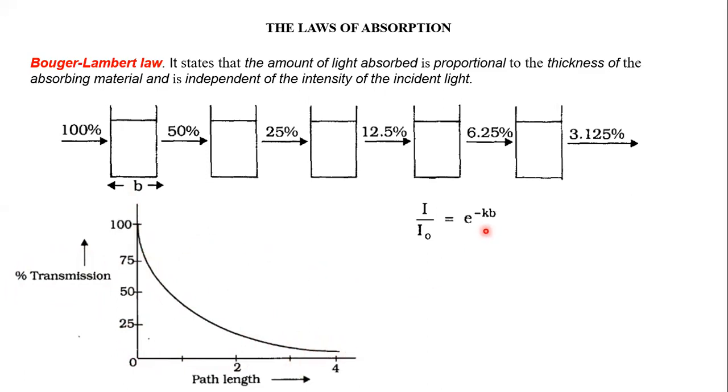To mathematically represent this, it is given in these terms: I upon I0 is equal to e raised to minus kb. I'll come to this, but before I make you understand what is actually happening, let me give you a very simple analogy for what I'm talking about here.